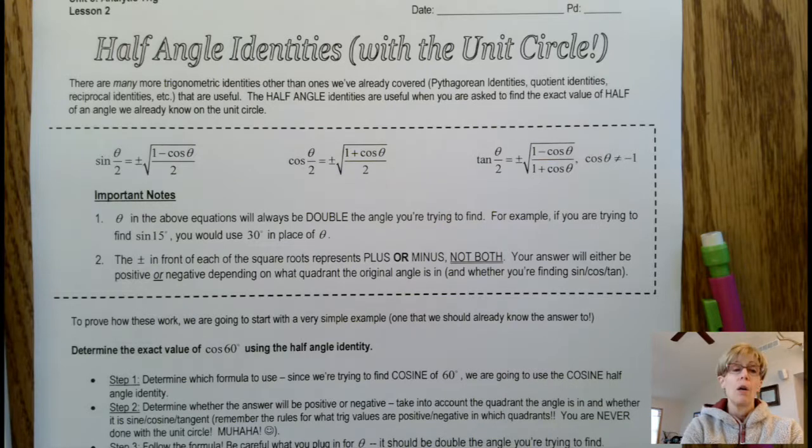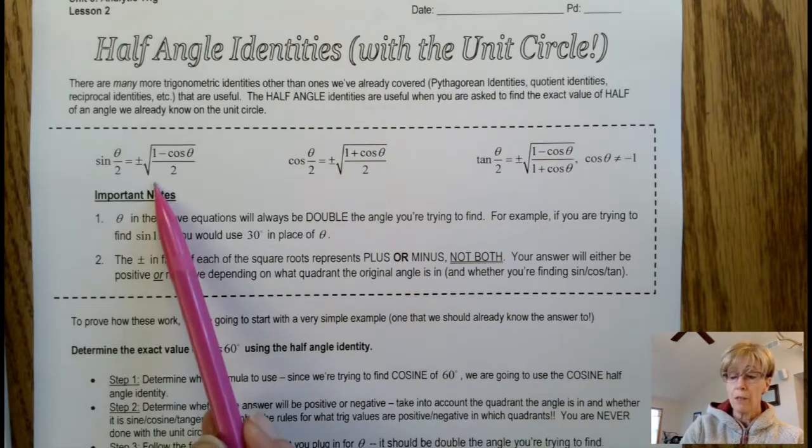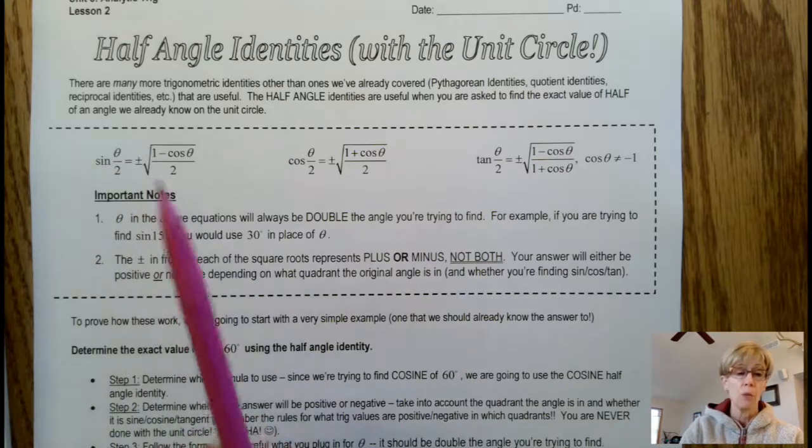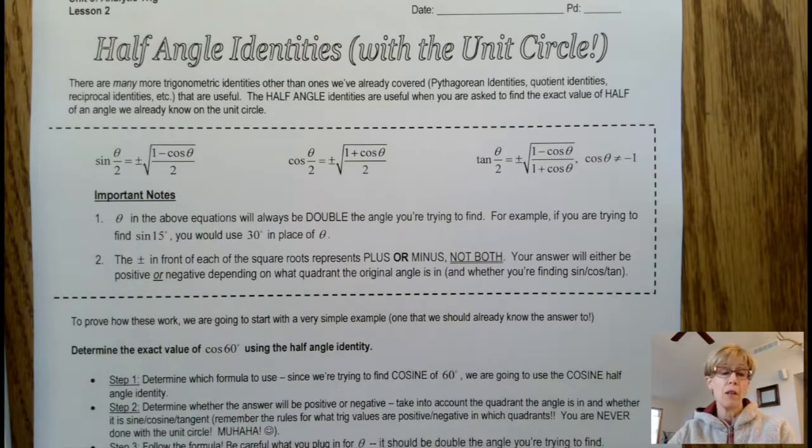So the three formulas are right here. The sine of theta divided by 2 is plus or minus the square root of 1 minus cosine theta divided by 2, and cosine of theta divided by 2 is plus or minus the square root of 1 plus cosine theta divided by 2, and tangent of theta divided by 2 is plus or minus the square root of 1 minus cosine theta divided by 1 plus cosine of theta. We have to be really careful because we don't want 0 in the denominator, and that's why it says that the cosine does not equal -1. That will cause us to have 0 in the bottom row, meaning the fraction would be undefined.